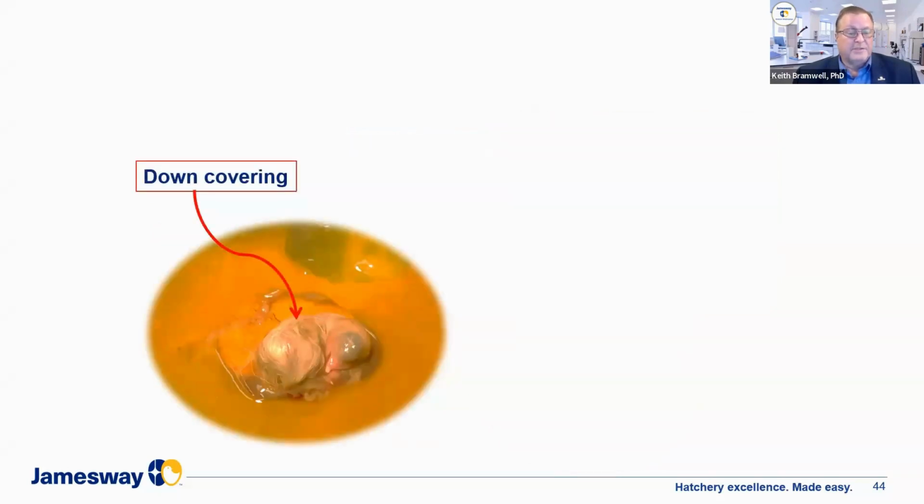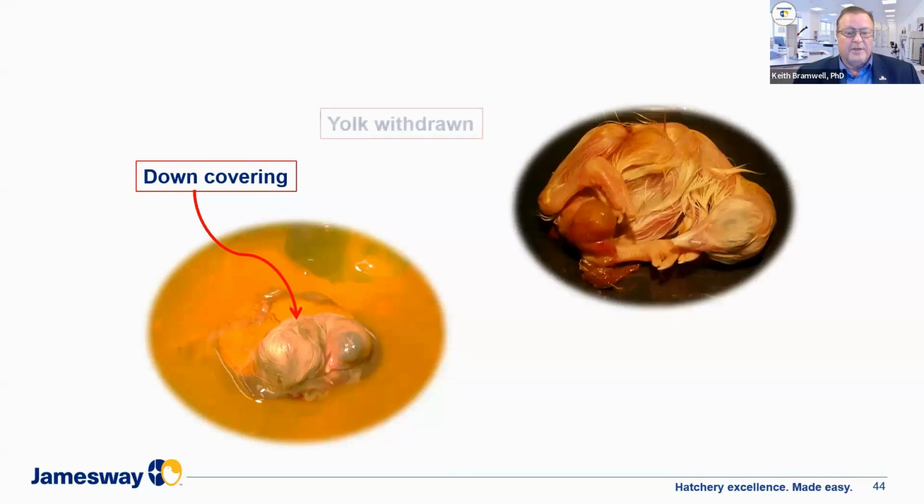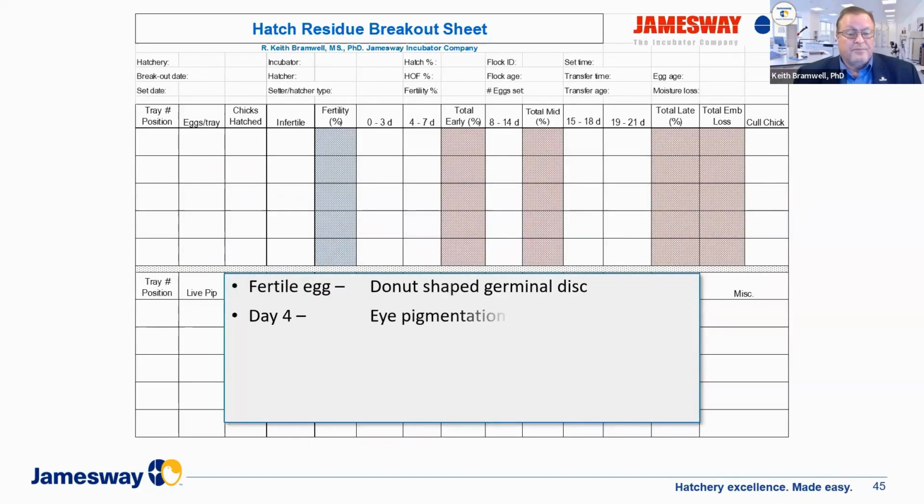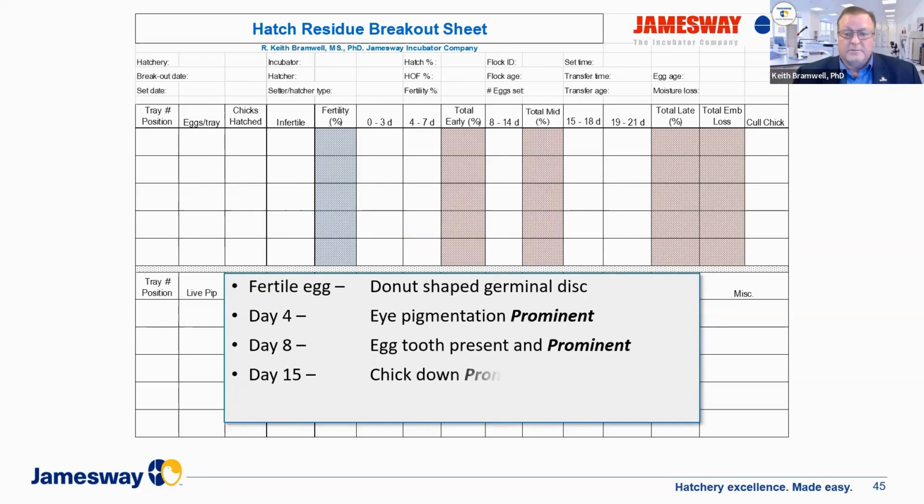Day 15, we start getting prominent down covering. This is probably the one that's a little bit objective, subjective. You can say, okay, is that prominent? Is that not? But you can kind of tell, and we don't get a lot in that 14 to 15 days. But at 15 days, prominent down covering, yolk withdrawn into the body. Most of that yolk will be withdrawn into the body at about day 19. So when we look at this chart here, these are the things I look for.